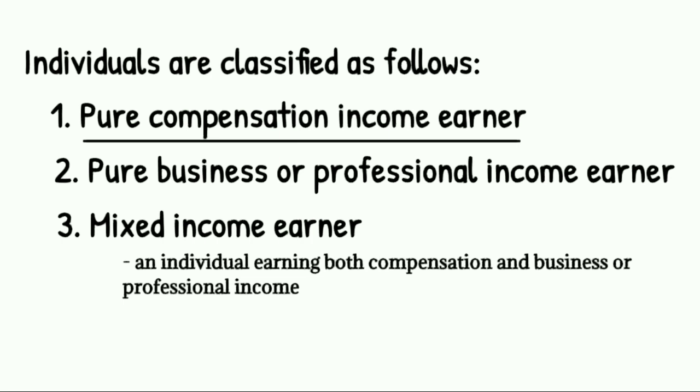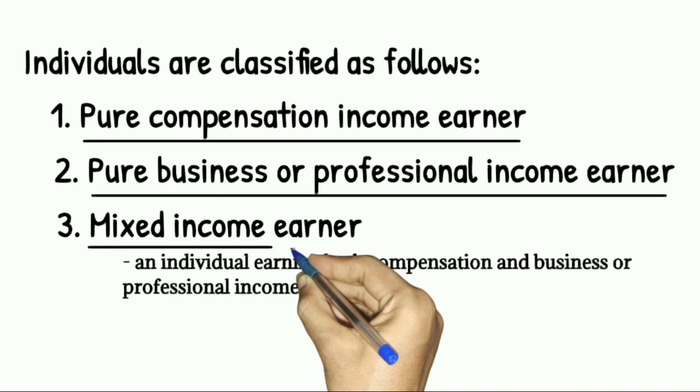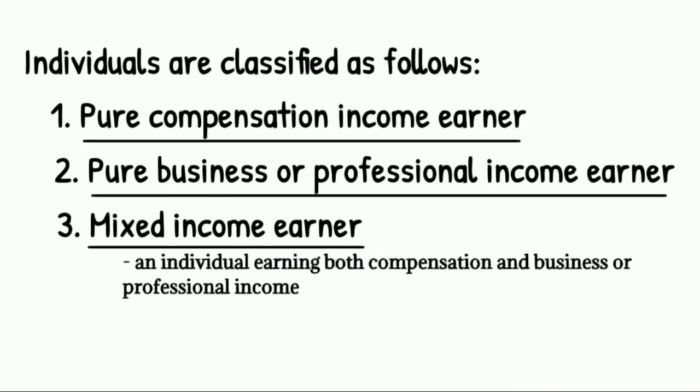Yung number 2, pure business or professional income earner. Ito naman, ang kanyang income ay nanggagaling sa kanyang business or exercise ng profession. Wala din siyang compensation income. Pero sa number 3, mixed income earner. From the word itself, mix, halo. Meron siyang compensation income at meron siyang business income or professional income. At yan yung classification ng ating individuals for the purposes of regular income taxation.